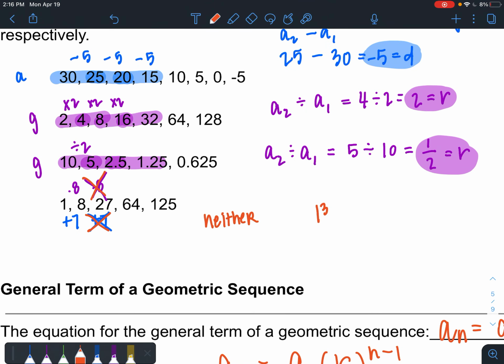What this one actually is, is 1 to the 3rd, 2 to the 3rd, 3 to the 3rd, and so on.